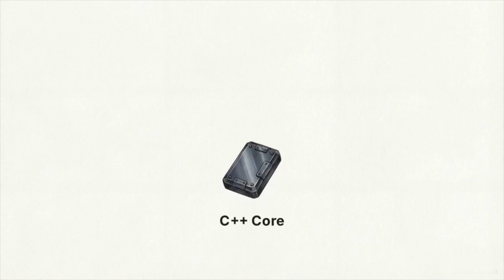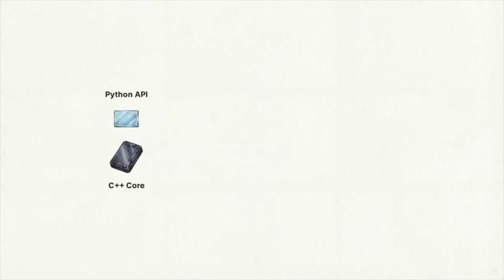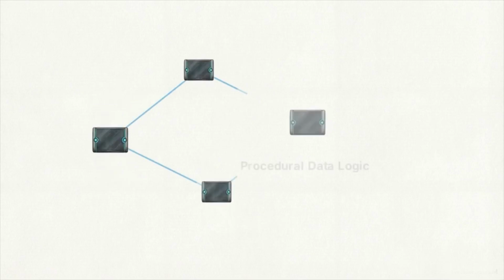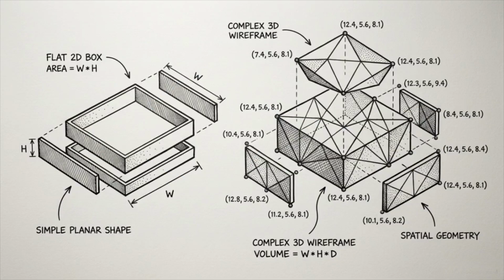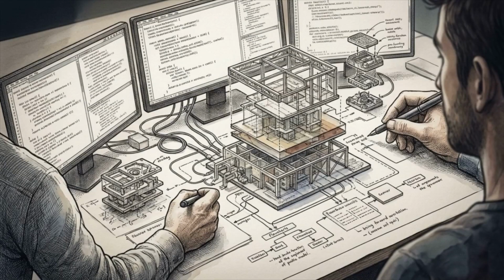To see how this works, we have to deconstruct its C++ and Python architecture, examine its use of data-driven procedural logic, and look at its role in modern artificial intelligence pipelines. Treating this environment as a mere drawing tool is a failure of systems thinking. Assessing its full utility requires analyzing the platform through the lens of software engineering.